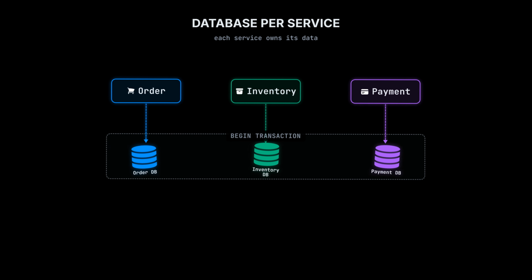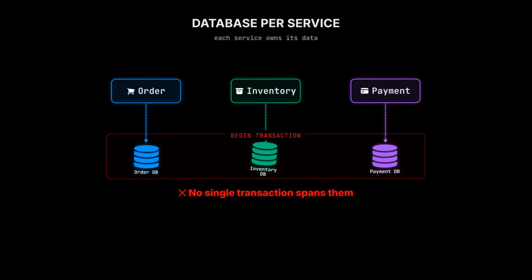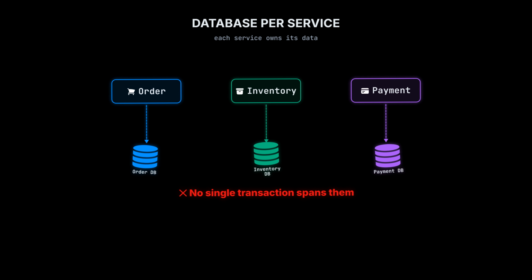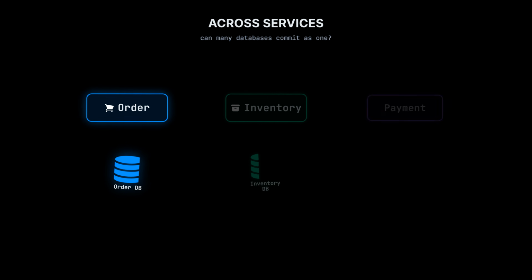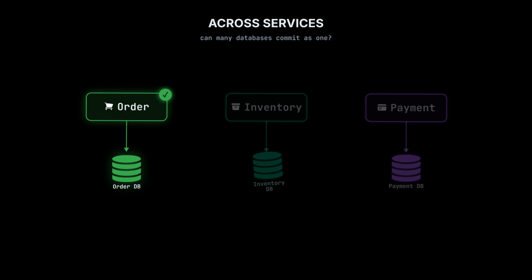A single transaction can no longer span multiple databases. That safety net we loved in the monolith? It's gone. And that missing net is exactly why those products got stuck on Black Friday. Let me show you exactly what went wrong.